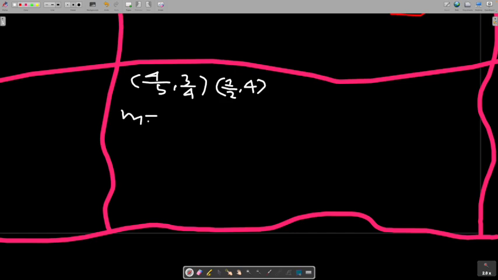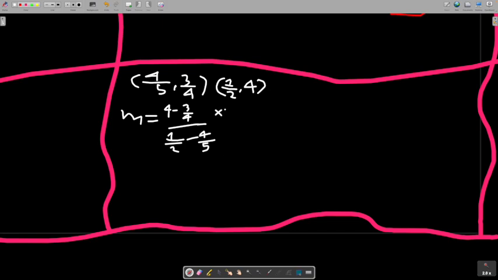So m equals y2, which is 4, minus y1. y1 is 3 over 4. Over x2. x2 is equal to 1 over 2, minus x1, which is 4 over 5. Now it's not really beautiful, but we'll work with it. Okay, so here, let's find a common multiple of 4, 5 and 2. Now, you can just multiply them, but 4 is already a multiple of 2, so we don't even have to multiply 2. We just have to multiply 4 and 5. It'll work. So 4 times 5, that's 20.